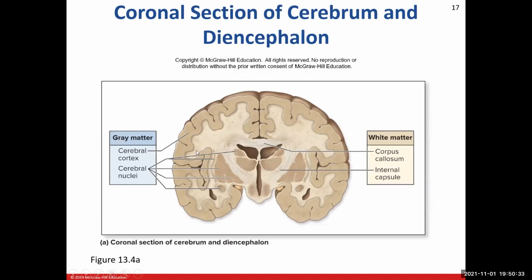And you can see internal to that, we have our white matter. Here's a nice corpus callosum that's crossing from one cerebral hemisphere to the next. And then you have some projection tracts coming down this way. It's called our internal capsule. And then you'll see these globs of gray matter throughout. Those are the cerebral nuclei.